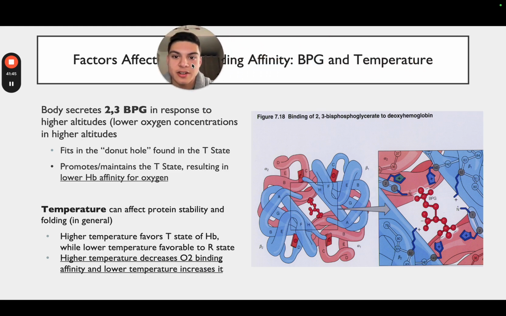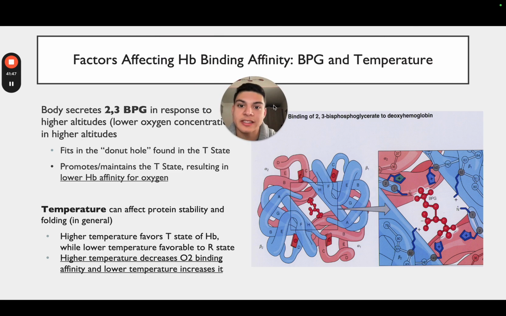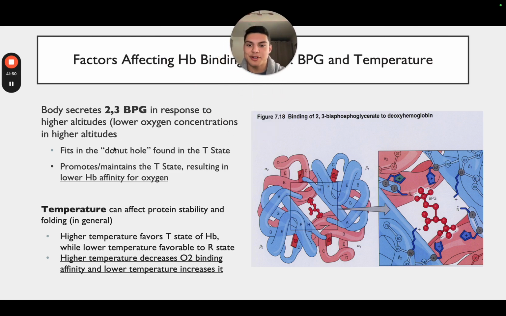And another factor, the other two factors affecting hemoglobin binding affinity, BPG and temperature. The body secretes 2,3-BPG, which is 2,3-bisphosphoglycerate. You'll learn about this in glycolysis. You just need to know 2,3-BPG for now. The body secretes this in response to higher altitudes, when we have lower oxygen concentrations. So it fits in this donut hole.